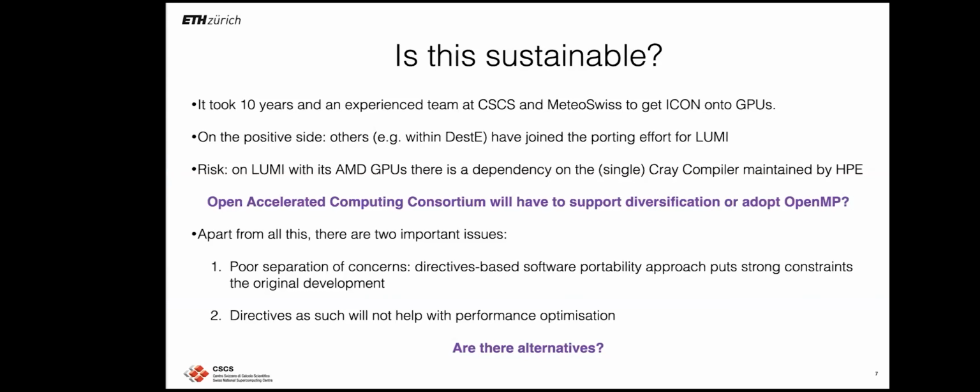The risk, of course, of the whole thing, particularly now on LUMI and AMD GPUs, is that we have dependency on a single Cray compiler maintained by HP, and those involved know that this was a difficult situation that we had. This is something that the Open Accelerated Computing Consortium should consider, the need to diversify or adopt OpenMP. I know this is a provocative question, but I hope to spur some thinking here.